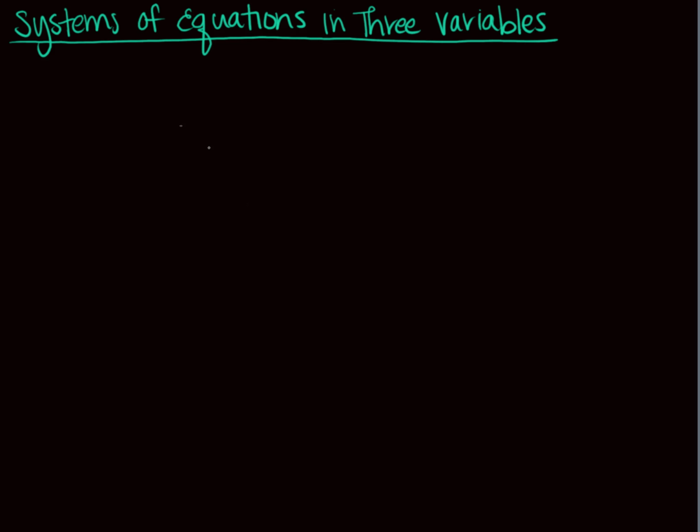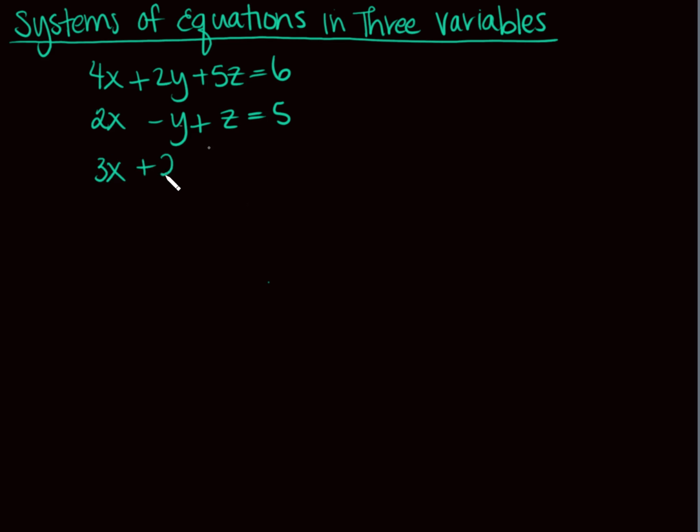So, solving systems of equations in three variables. We've done two variables before, but a system of equations in three variables is something like this: 4x plus 2y plus 5z equals 6. See how that z came in? So that's where we get our system of equations in three variables. I'm just going to put an example here, and then we'll talk about how we're going to do this and the rules and the things that we're allowed to do with these systems.